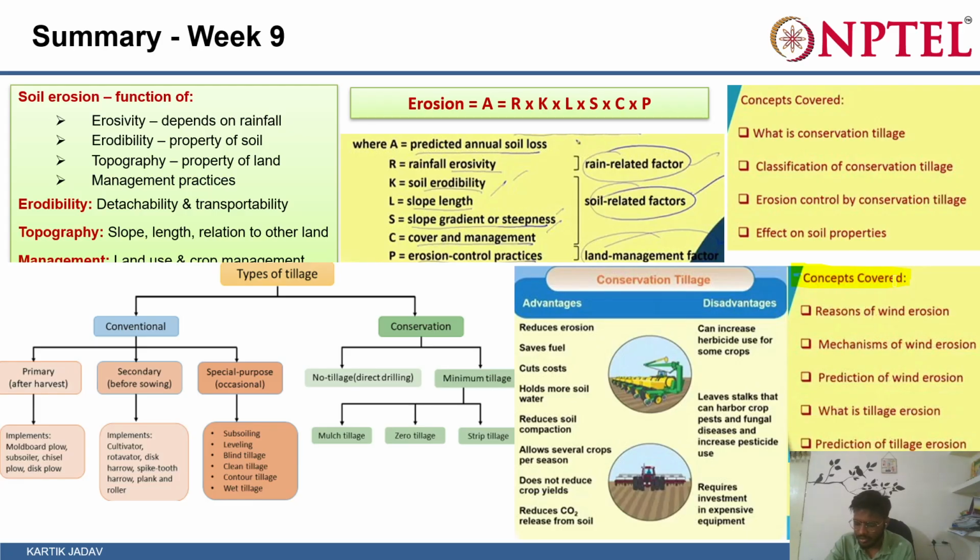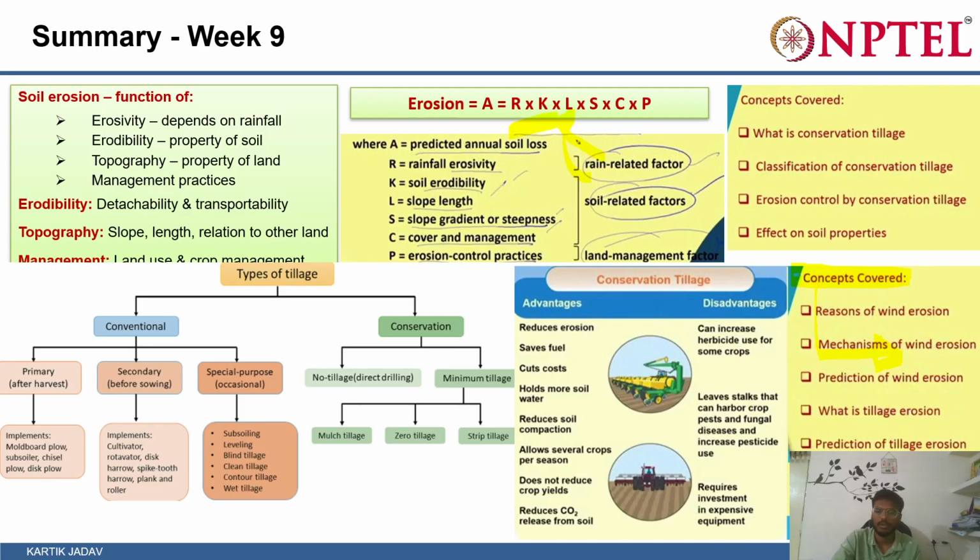The primary reason for wind erosion, that also we have identified, then its mechanism in a particular region, and basically it is related to detachment, transportation, and deposition. That is the fundamental definition of erosion. And then also certain equations like USLE to predict the wind erosion.